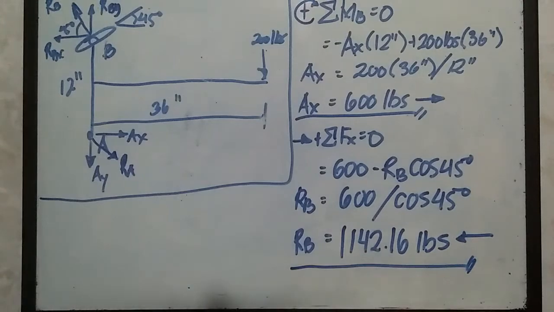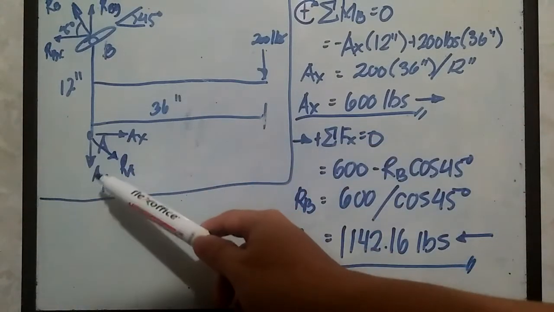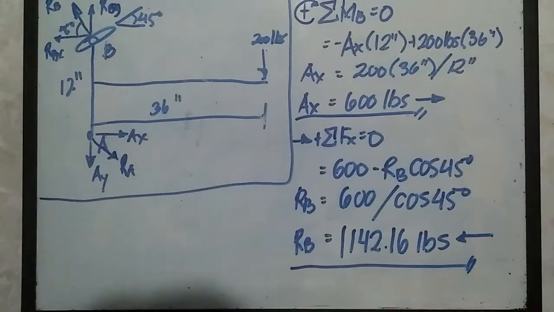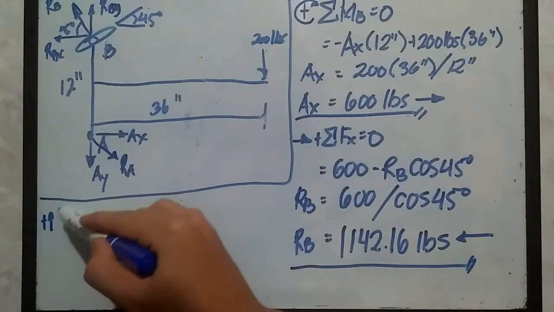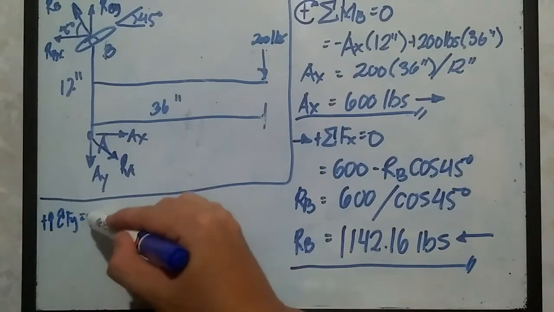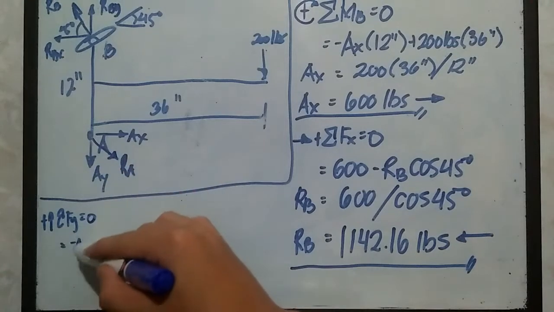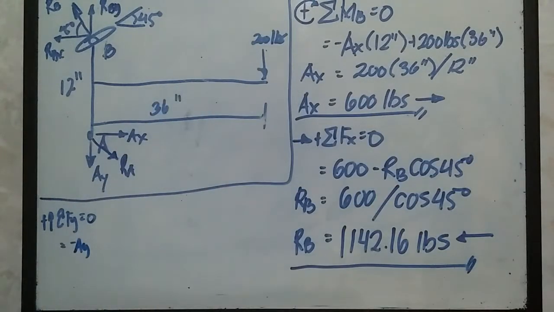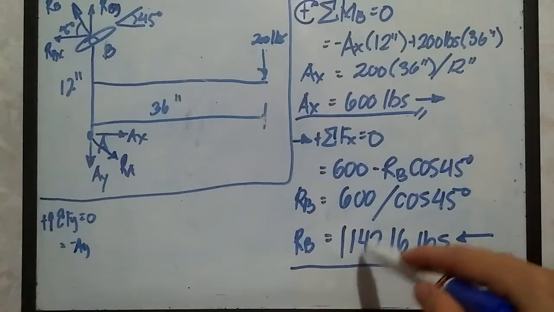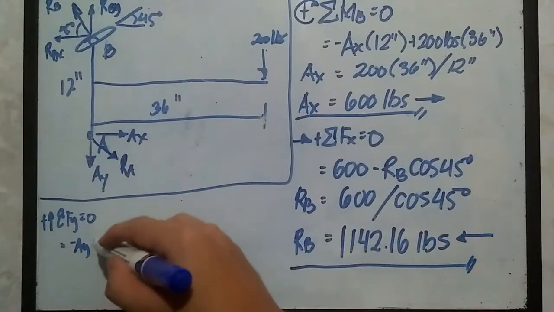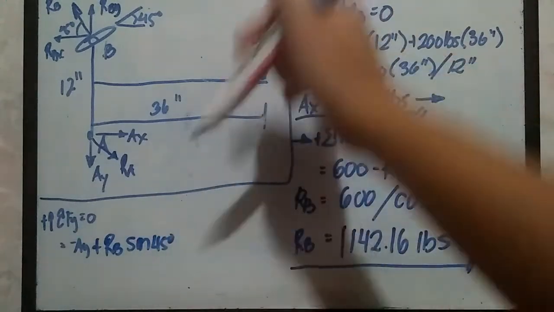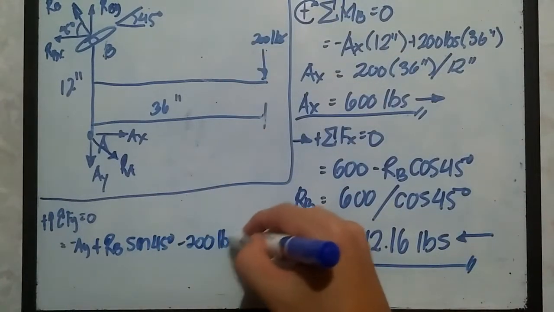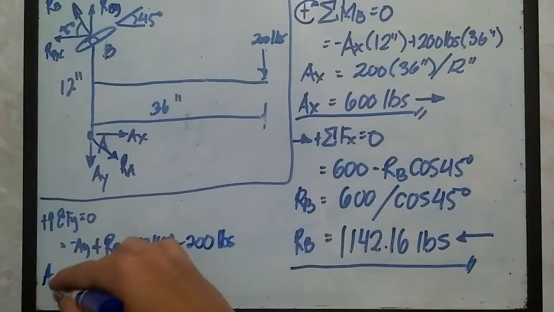And the next one is, let's try to solve for the y component for pin A. So let's just use the summation of forces along the vertical axis. Going up, summation of forces at y is equal to 0. So we have negative A sub y. And what are those forces acting on the vertical? We have R sub B going up, so that should be positive R sub B sine of 45 degrees, and then 200 pounds going downward.